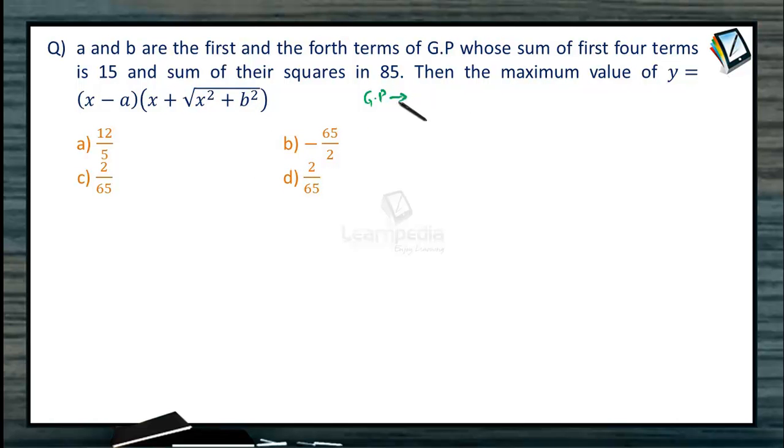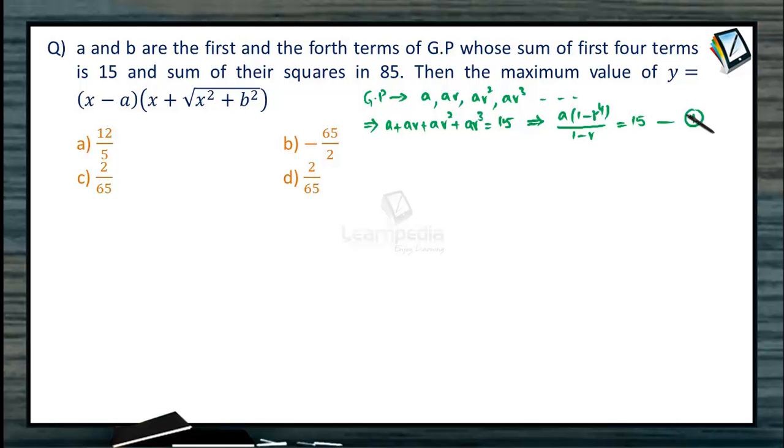Let the required GP be in the form A, AR, AR square, AR cube. We need only up to 4 terms. Sum of the first 4 terms is 15. So what does it say? A plus AR plus AR square plus AR cube is given to be 15. Then this would give us a relation A times 1 minus R to the power of 4 by 1 minus R will be equal to 15. Let's treat this as equation 1.